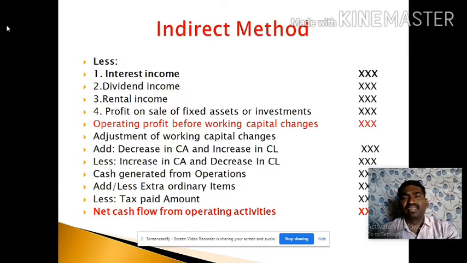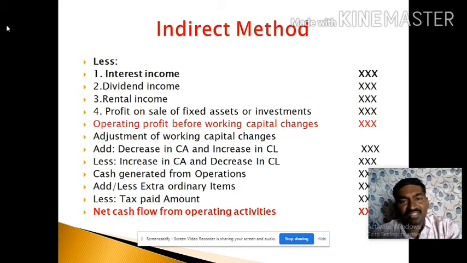So, a very simple way in the indirect method to ascertain the cash flow from operating activities. First, you should take net profit before tax and extraordinary items. Then you adjust non-operating expenses and non-operating incomes which are already debited and credited in the profit and loss account. Then adjust the working capital changes. After that, I have to add or deduct extraordinary items and tax amount. Then the final figure will be known as net cash flow from operating activities.